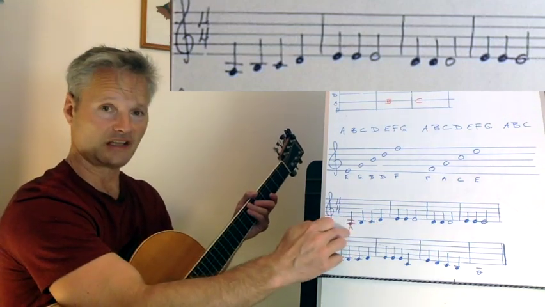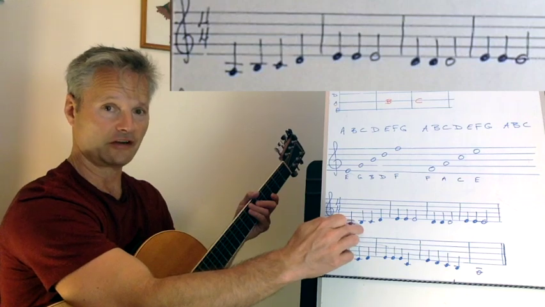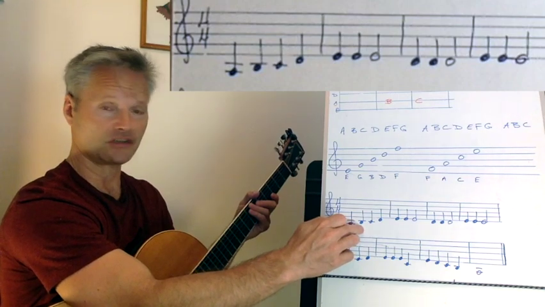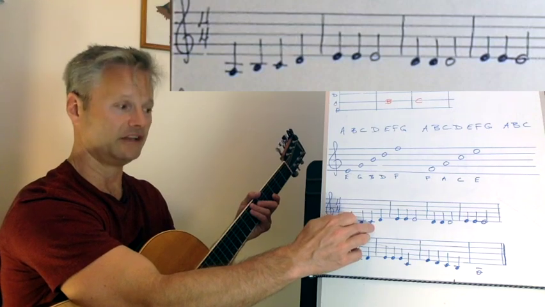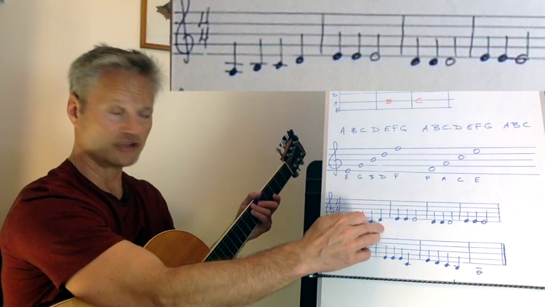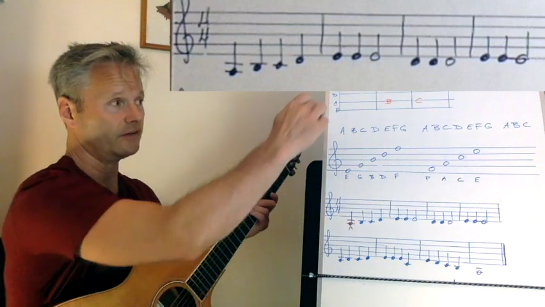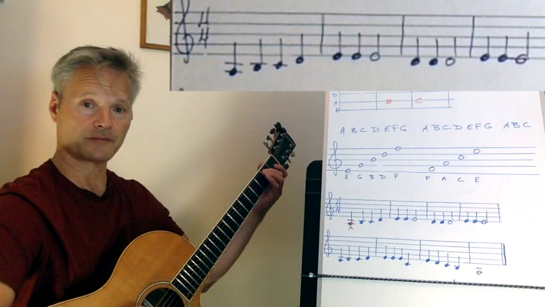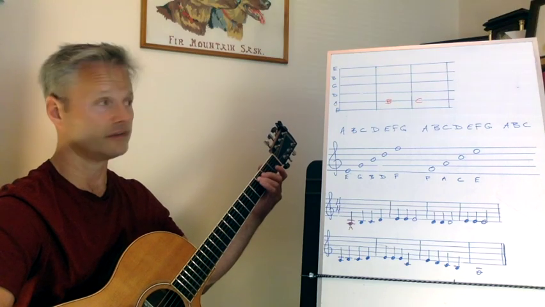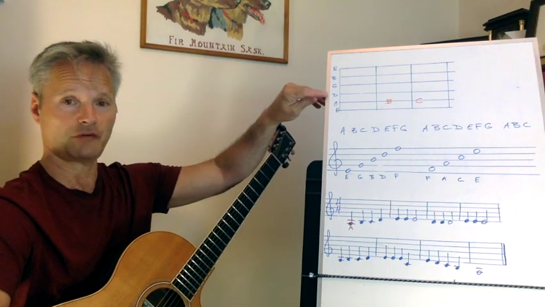A is on the 2nd ledger line. B is a little bit higher. The 2nd ledger line disappeared and it's under the 1st ledger line. C is a little bit higher. It's on that ledger line. D is a little bit higher. The ledger lines are gone. It's just hanging under the staff. A is open. B is 2nd fret. C is 3rd. And D is the open 4th string.